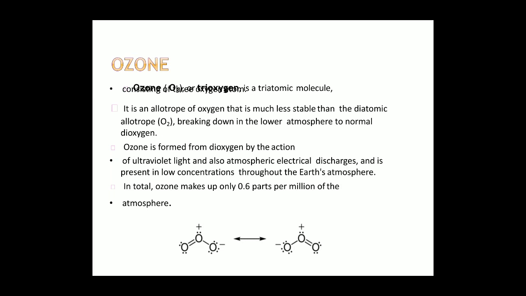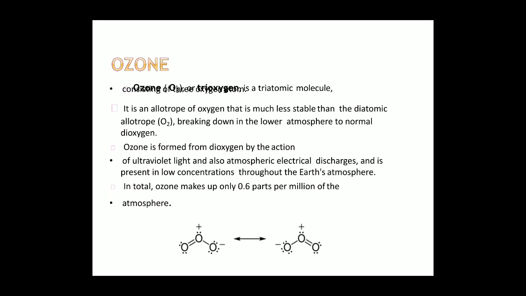It is an allotrope of oxygen that is much less stable than the diatomic allotropes of oxygen, breaking down in the lower atmosphere to normal dioxygen. Ozone is formed from dioxygen by the action of ultraviolet light and also atmospheric electrical discharge, and is present in low concentration throughout the Earth's atmosphere. In total, ozone makes up 0.6 parts per million of the atmosphere.